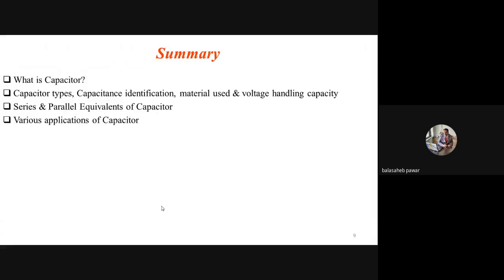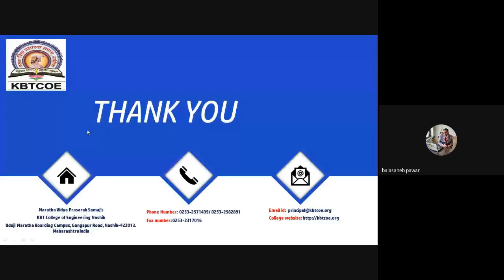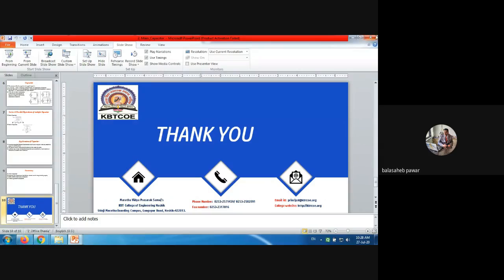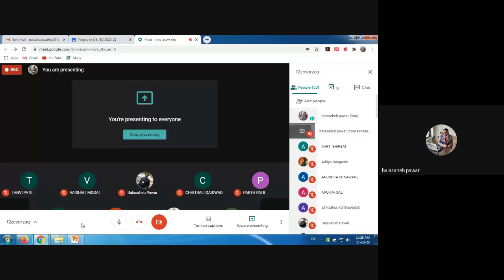Then today we just discussed how the series and parallel equivalents are to be used to determine the equivalent of that combination, then various applications of the capacitor. So thank you very much with this capacitor topic, and now we will switch to the next topic, that is inductors, right?